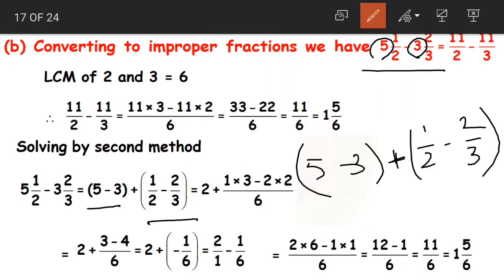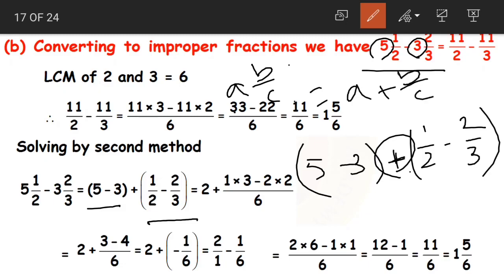Now you might be thinking why this plus here. If you remember the first class, students, we learnt about mixed fractions. A b by c is called a mixed number, which is nothing but a plus b by c. Now here a is our whole number part and b by c is our fractional part. So the whole number part plus the fractional part. Now 5 minus 3 is equal to 2, and 1 by 2 minus 2 by 3.